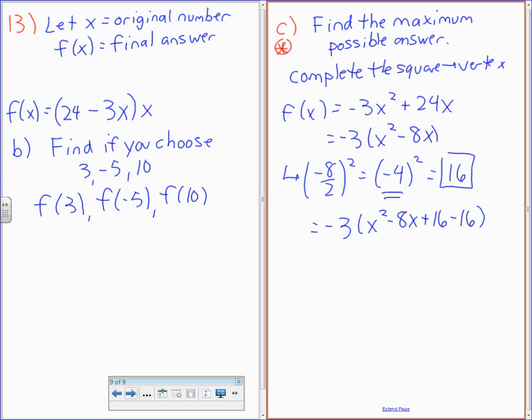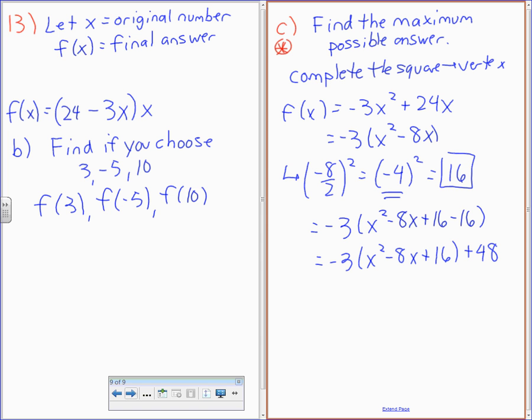Okay, Rachel, what's the next step, please, in completing the square? Okay, so how do we do that? Awesome, very good. So it's going to be negative 3 bracket x squared minus 8x plus 16, and negative 16 times negative 3 is plus 48.